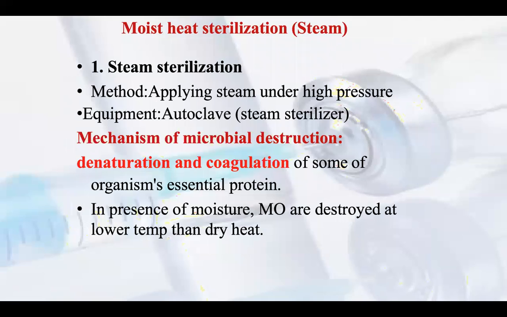For the steam sterilization method, steam is applied under high pressure in equipment called an autoclave. Mostly autoclaves are used. Mechanism of microbial destruction: denaturation and coagulation of some of the organism's essential proteins. So this has to be done in steam sterilization.